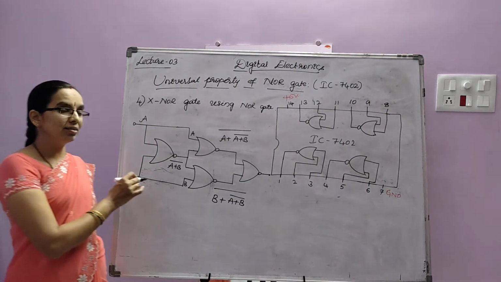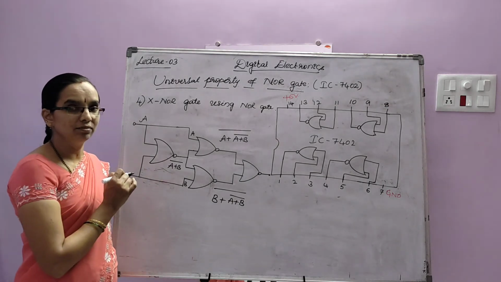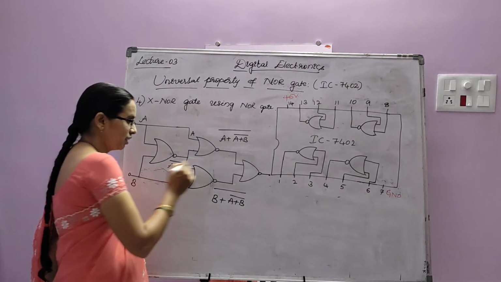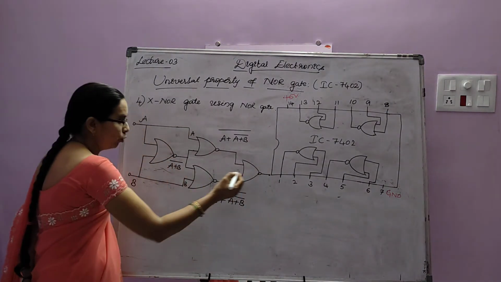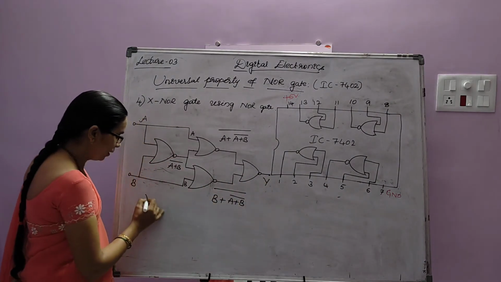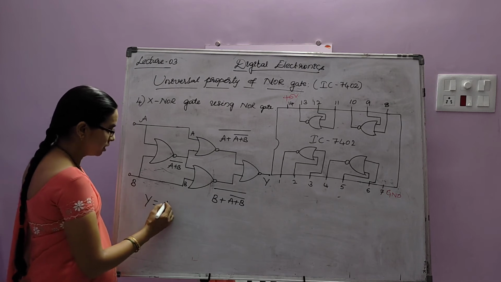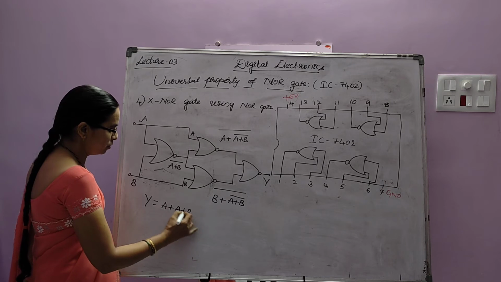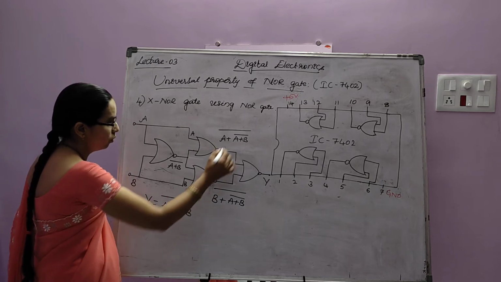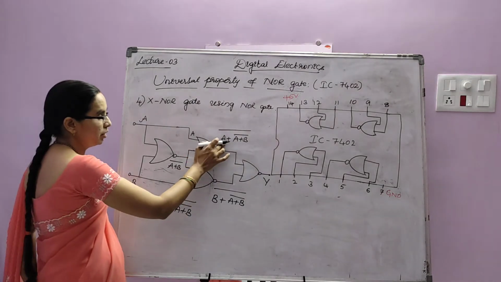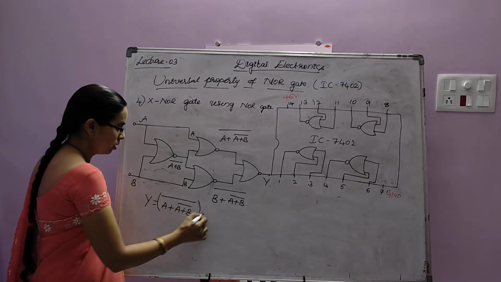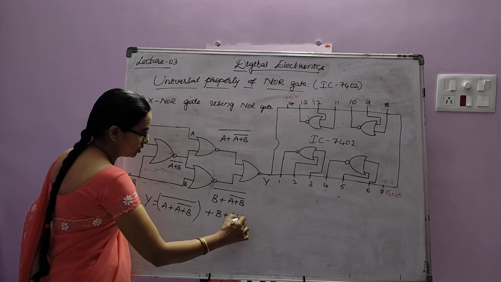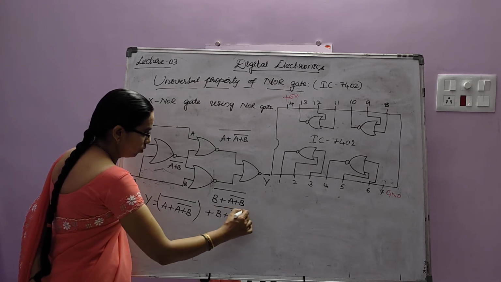If you understand this, it will be very easy, very interesting. Logical thinking. And the output Y can be written as: (A plus B) whole bar will be one of the inputs, plus (B plus (A plus B) bar) whole bar.